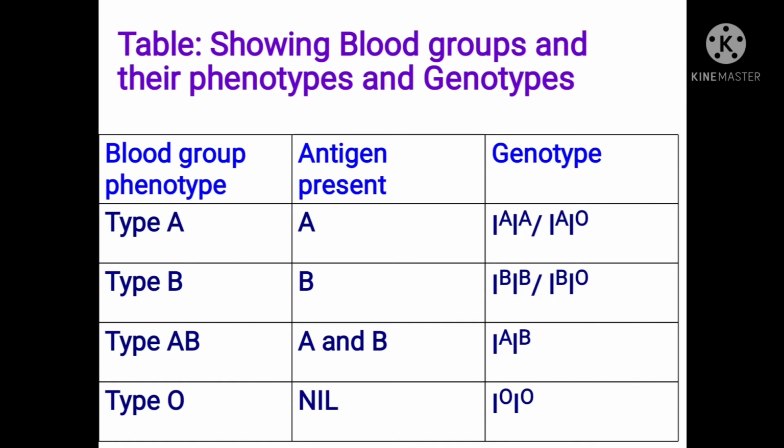Blood group phenotype: type A, antigen present A, genotype IA-IA or IA-IO. Type B, antigen present B, genotype IB-IB or IB-IO. Type AB, antigen present A and B, genotype IA-IB. Type O, antigen present nil, genotype IO-IO.